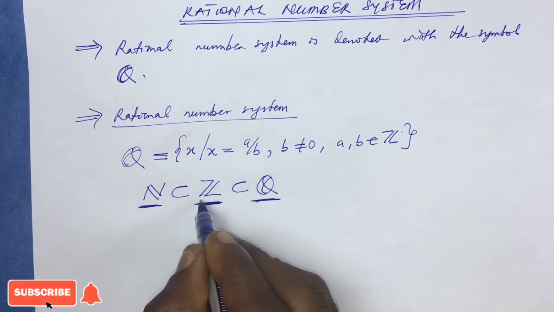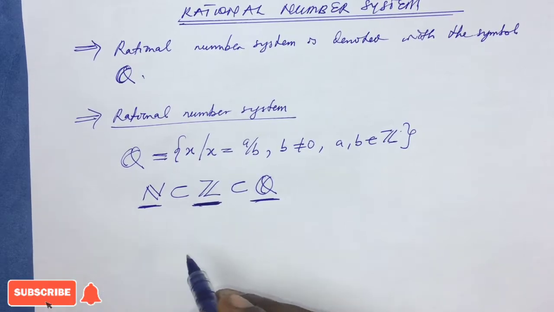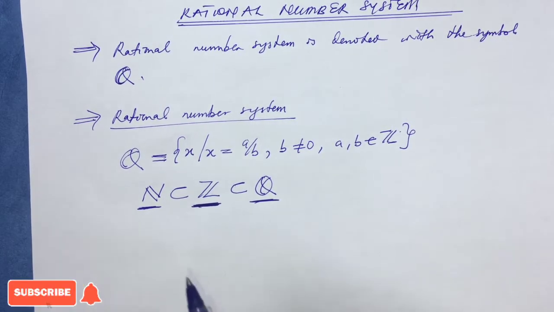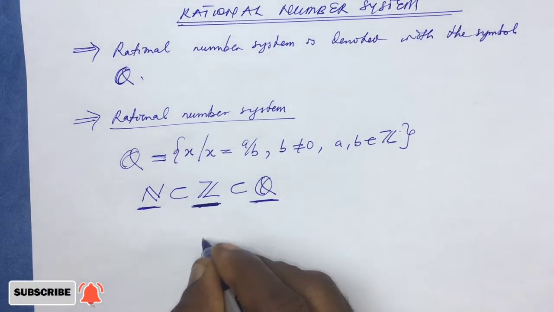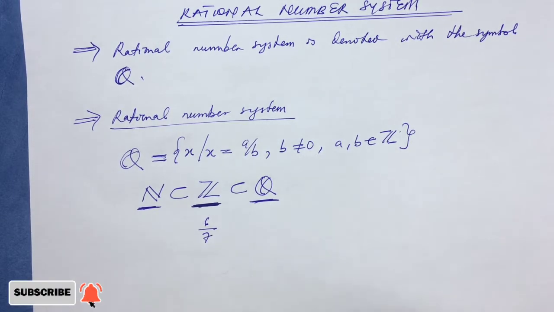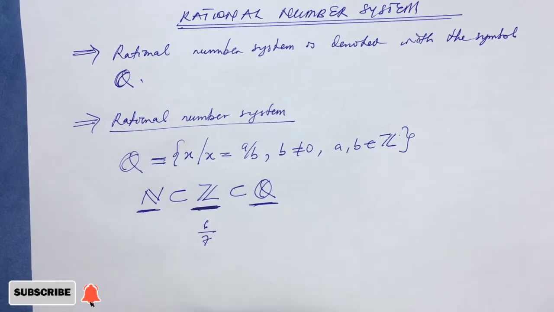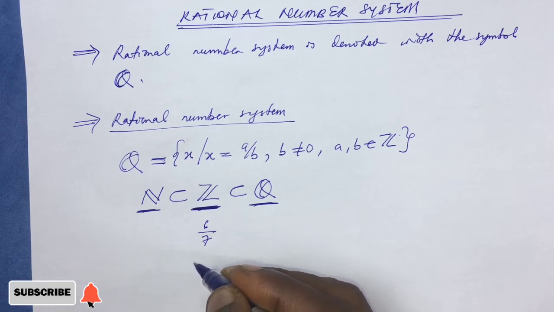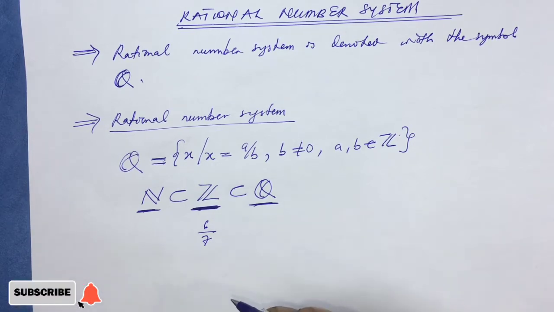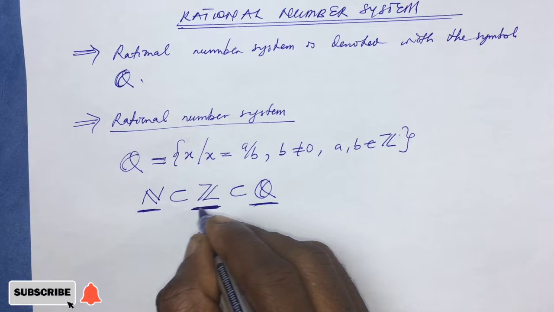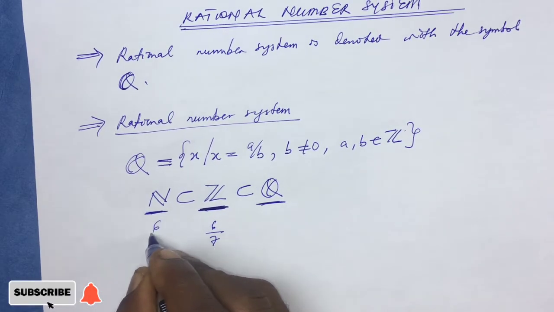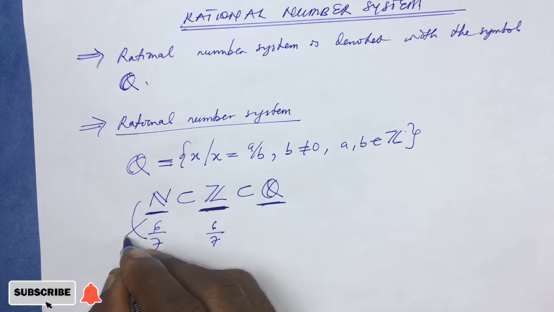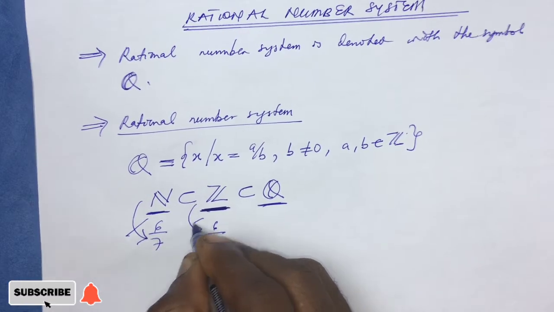Now, in the system Z, the set of integers, there are certain numbers that cannot be accommodated, and those are the ratios of two integers. For instance, in this system, you cannot have 6 over 7. Why? Because 6 over 7 is a fraction in its simplest form, a proper fraction, and fractions are not members of the integer system. So in this system, you do not have this.